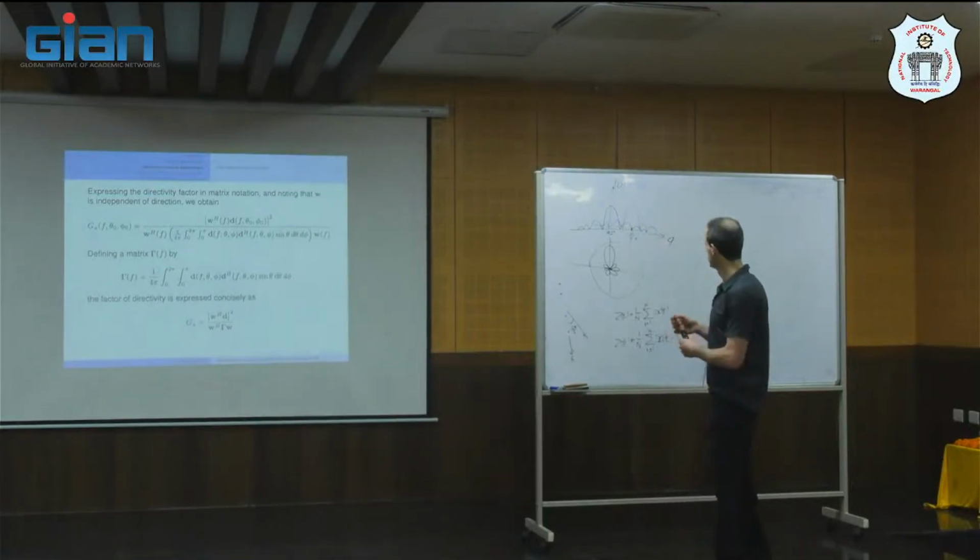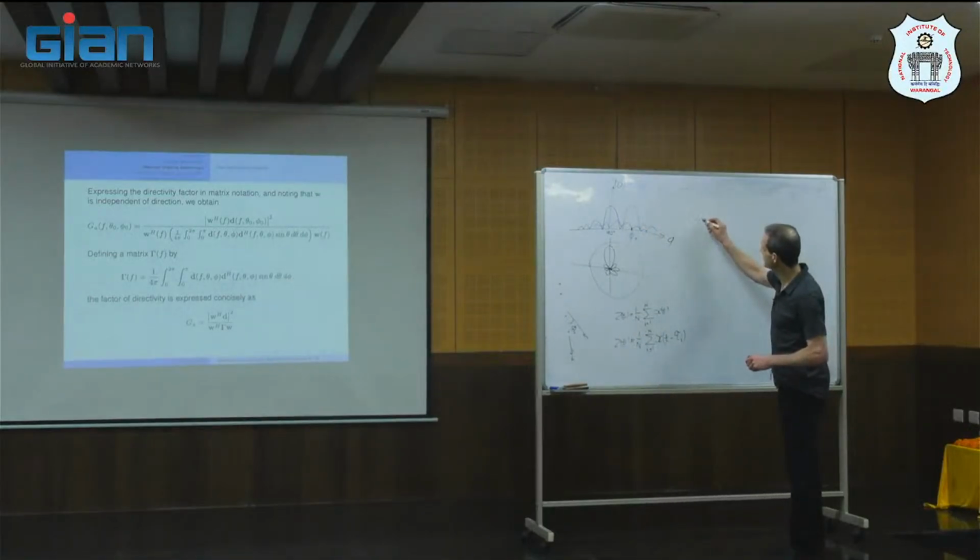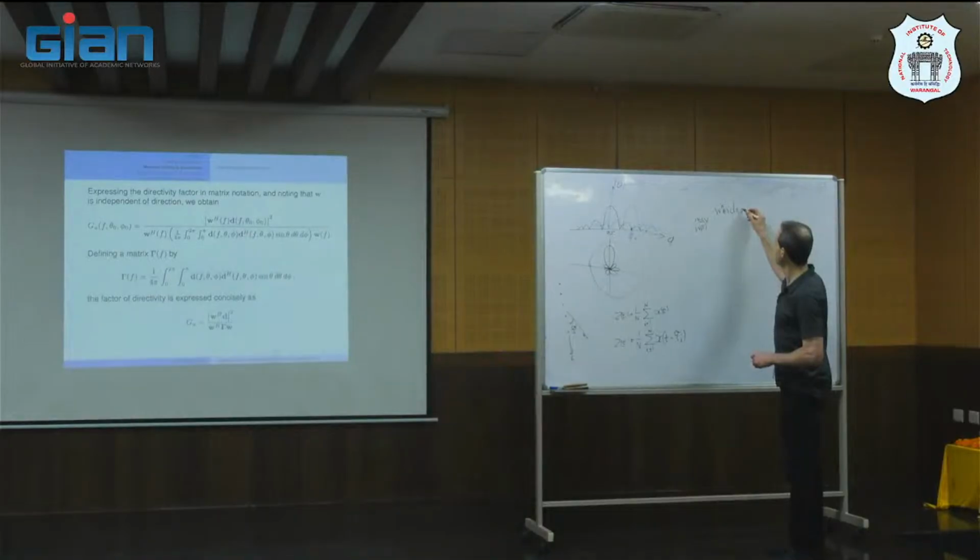So what we need to maximize is W_F^H d_F(θ_s), and it depends on the desired source direction, okay, say like this, divided by W_F^H Γ_F W_F. Okay?